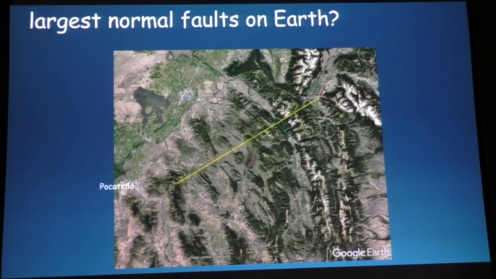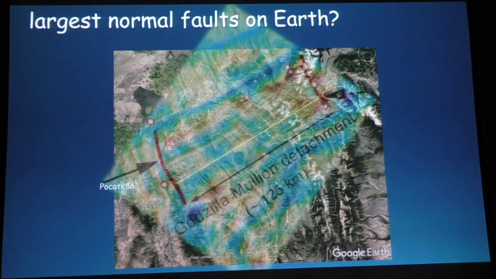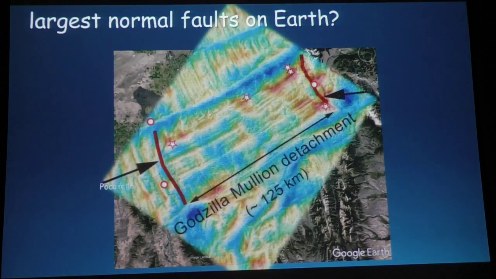So just to give you a feel for how big it is, here's part of the world you all know and love. Here's Jackson, and here's Pocatello. And here, basically, is a whole bunch of basin range normal faults. Now let's just superimpose Godzilla at the same scale. And so here's Godzilla. Remember, that's one single fault surface, 125 kilometers.